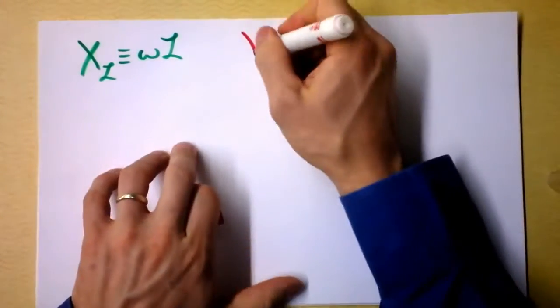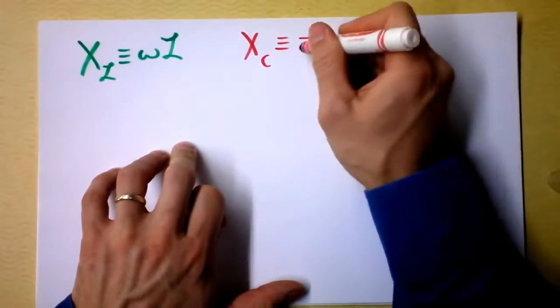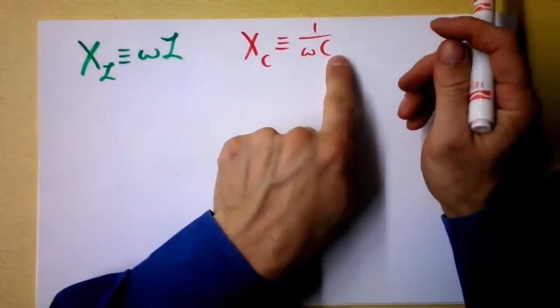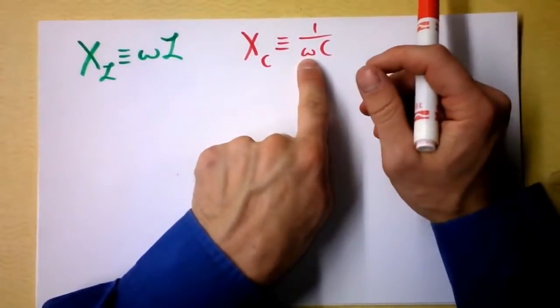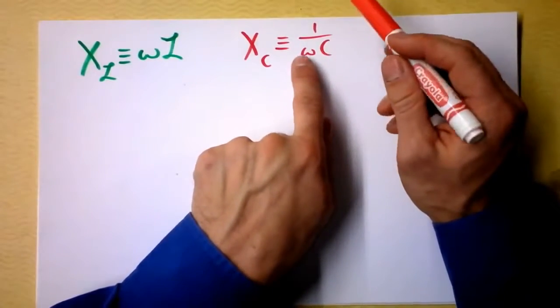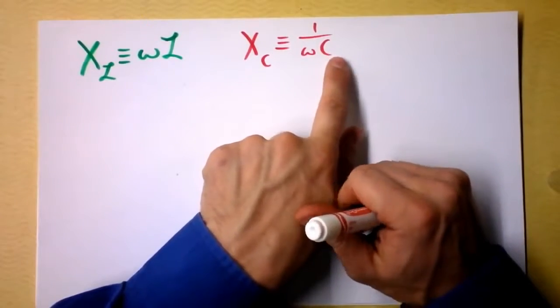We said capacitive reactance was 1 over omega times capacitance. And we found that the bigger the capacitance and the higher the frequency, the less the capacitor was a problem. Because if you're going at really high frequencies, the capacitor will never fully charge. And if it's a really big capacitor, it'll never fully charge.